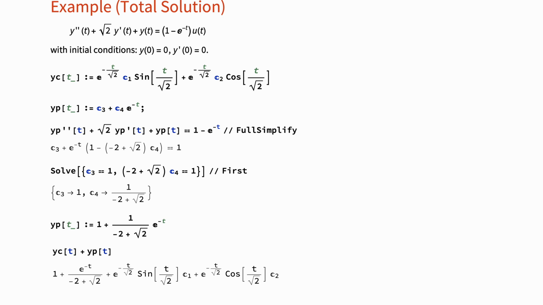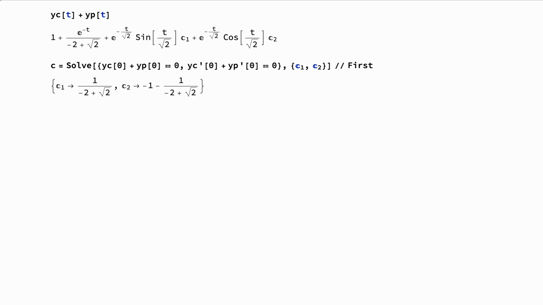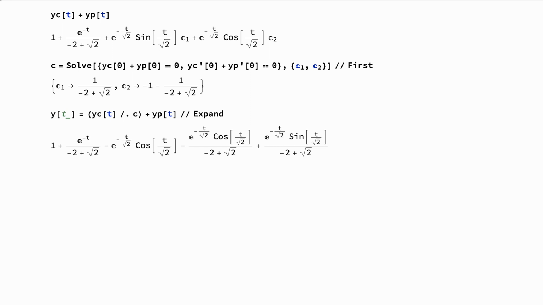We still have these coefficients C1 and C2, and we can find their values using the initial conditions. We have two equations for the two unknowns C1 and C2. Solving this system of equations, we get the values of C1 and C2. And the solution using these values will be given as shown here.